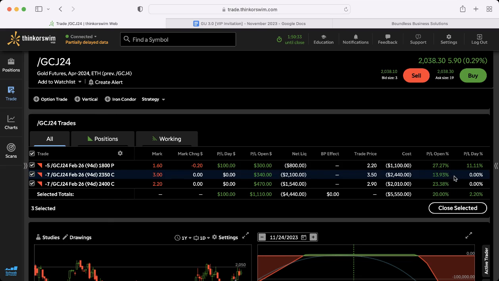27.27, 13.93, 23.38, for a total of 20. We're 20% to the good on all the options that we sold in gold. For the day, we're up 11.11. The other 2 aren't up at all, so we're up 2.0 on the day percent altogether.